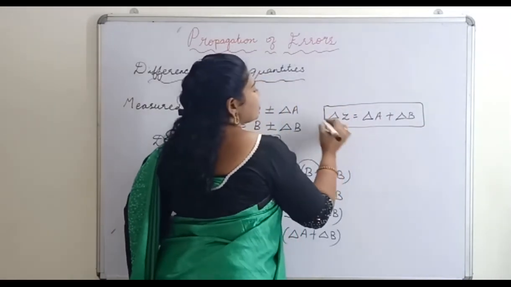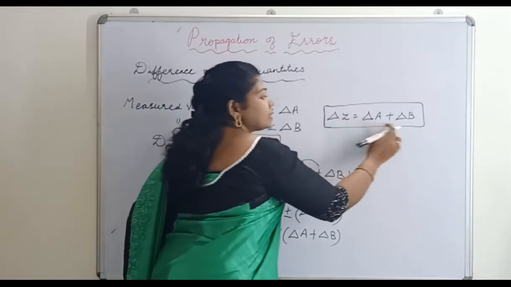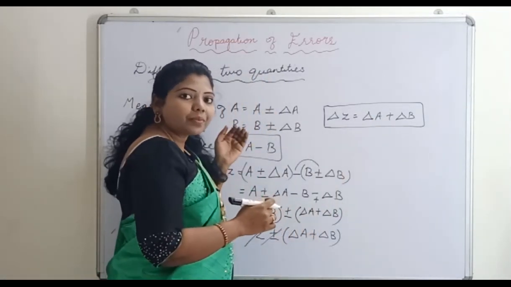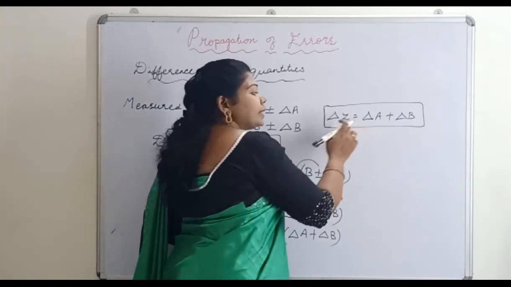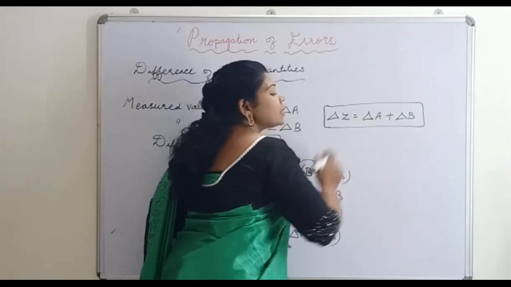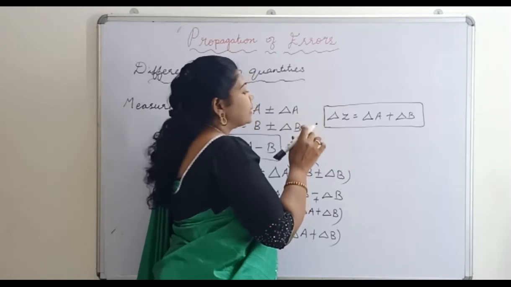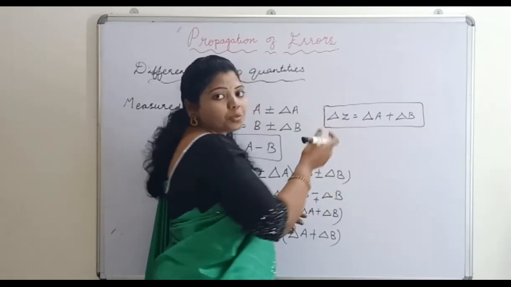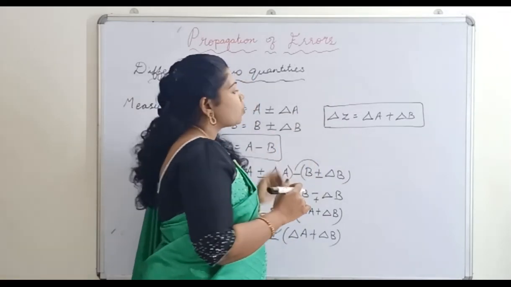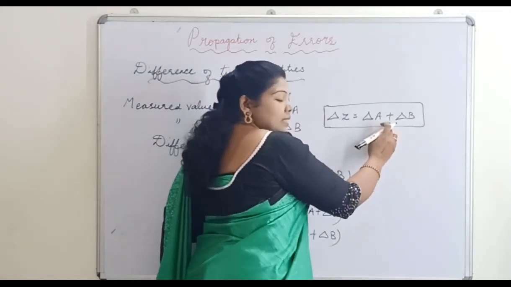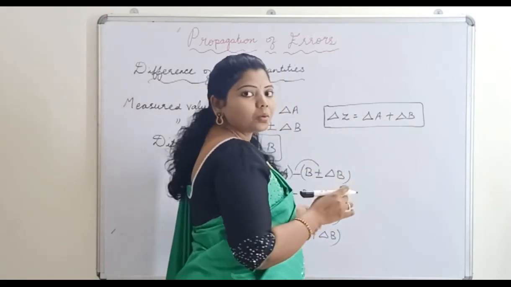So here also, while subtracting, while finding the difference also, the errors get added up. While finding the sum, the errors get added up, and while finding the difference also, the errors get added up. So how can we say this? The maximum possible error in the difference of two quantities is equal to the sum of the absolute errors of the individual quantities.